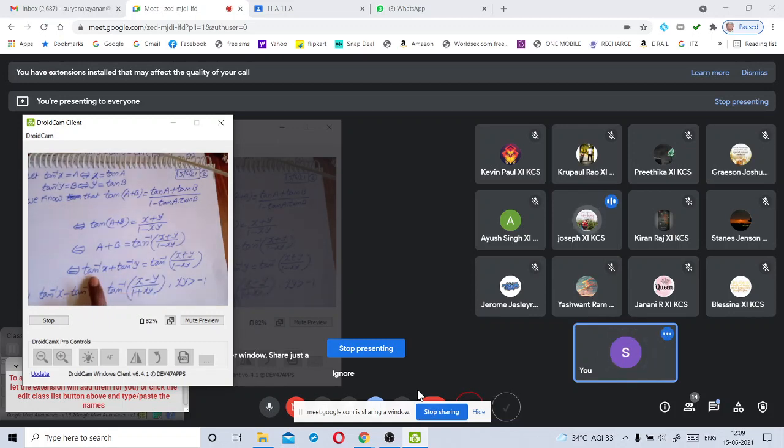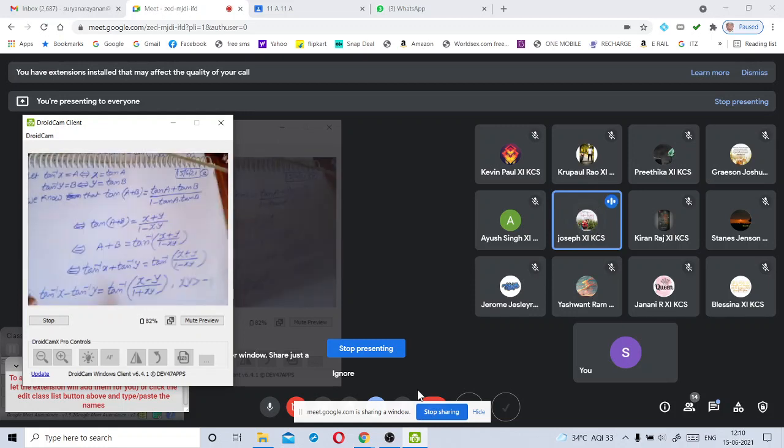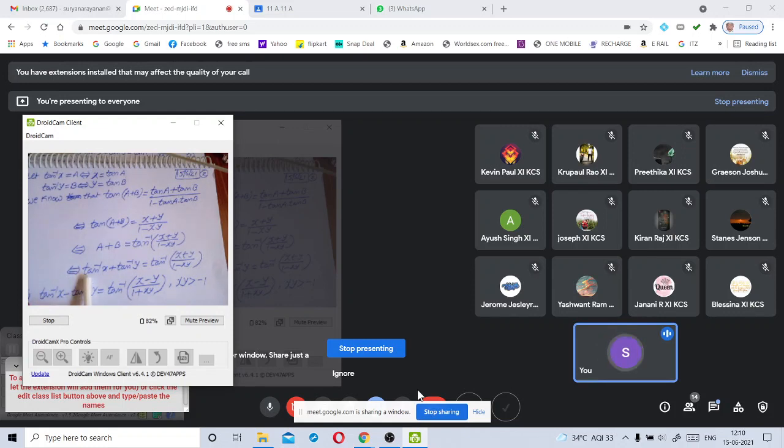Okay, sir. Tan inverse x plus tan inverse y is equal to tan inverse of (x plus y) by (1 minus xy). Tan inverse x minus tan inverse y is equal to tan inverse of (x minus y) by (1 plus xy), where xy is greater than minus 1, sir. Okay, my dear Joseph. Kiran Raj, read these two lines.